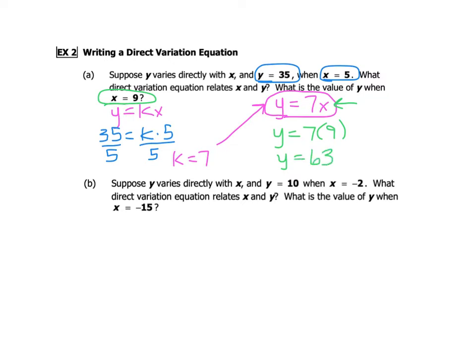Let's go ahead and do another example just like that. Suppose y varies directly with x and y equals 10 when x equals negative 2. Here's what we're going to start with: our direct variation equation, y equals kx. Now we're going to figure out our k. We have y equals 10 when x equals negative 2, so we're going to plug those in. So y is 10.